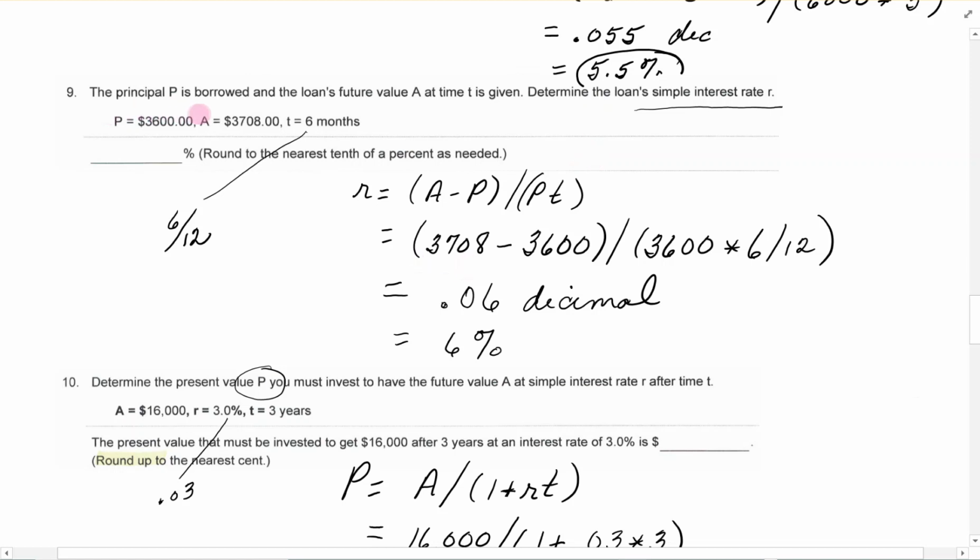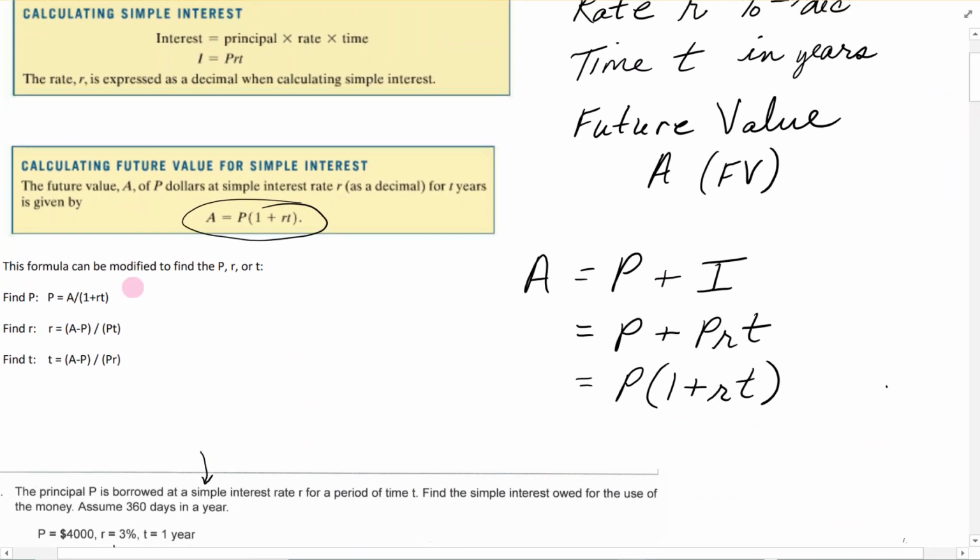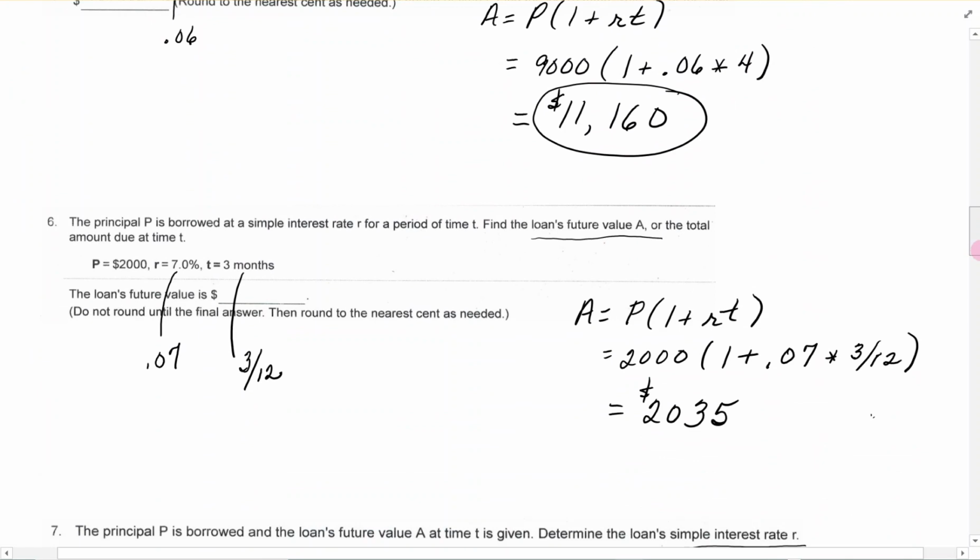It says principal P is borrowed, and the loan's future value A at time T is given. Determine the loan's simple interest rate R. Now, if you go back all the way to the beginning, or look in your packet, you find these formulas. When you are looking for the future value, it is the standard formula. But if you are looking for P, R, or T, you use one of these modified formulas. So that's what I'll be doing. I probably said that in the previous video.